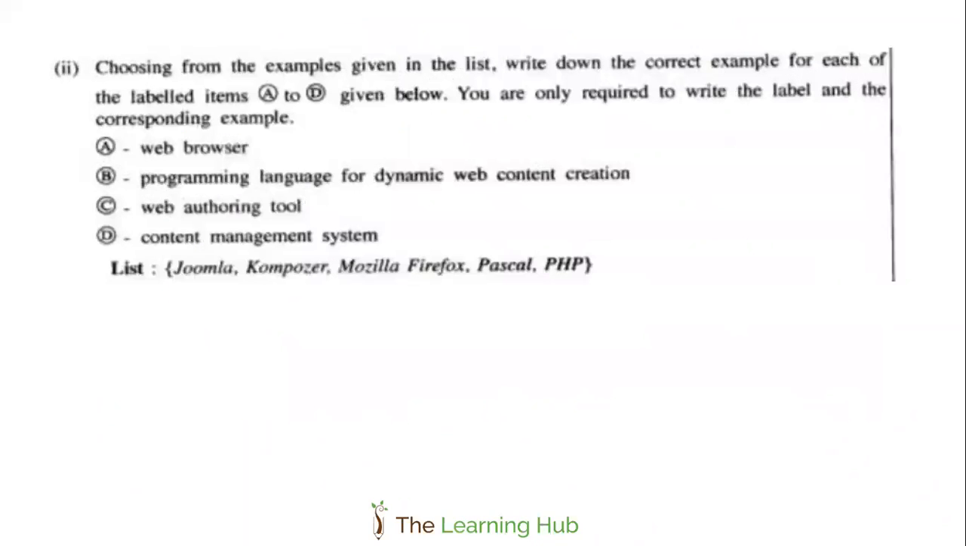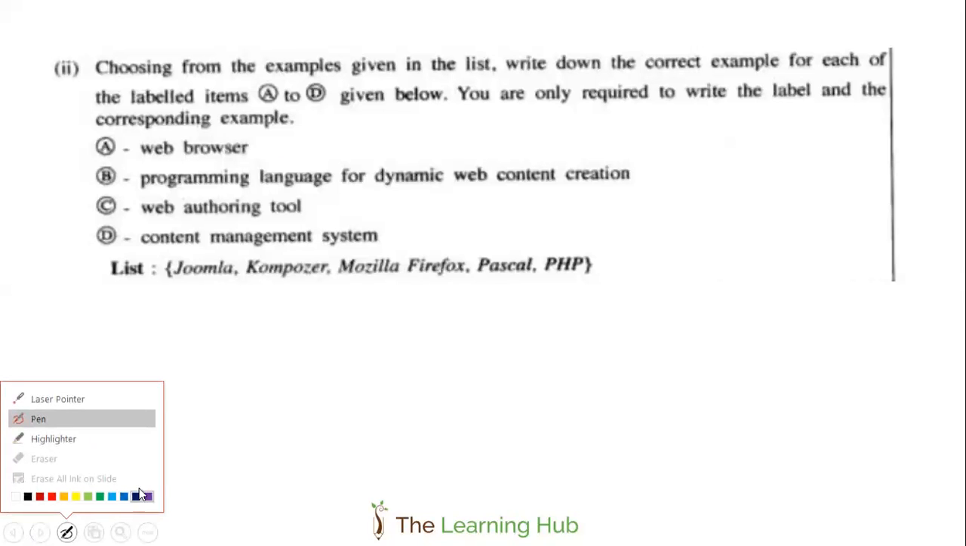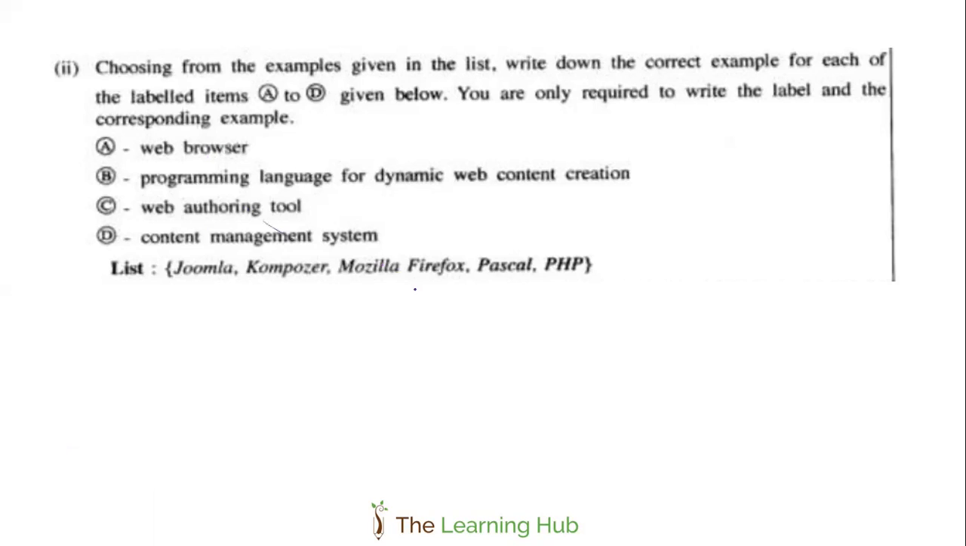So then we move on to the second part of the question. Choosing from the examples in the list, write down the correct example. So this is actually a fun kind of question, very practical. Web browser is Mozilla Firefox. So A is Mozilla Firefox. B is programming language for dynamic web content creation. So if you are going to create a website that is going to be constantly changing, then you will need to use PHP.